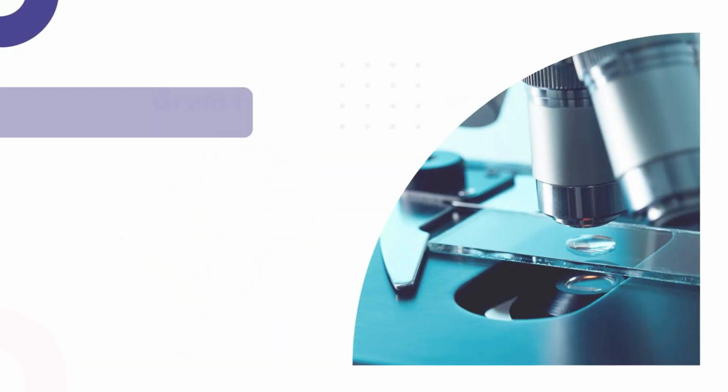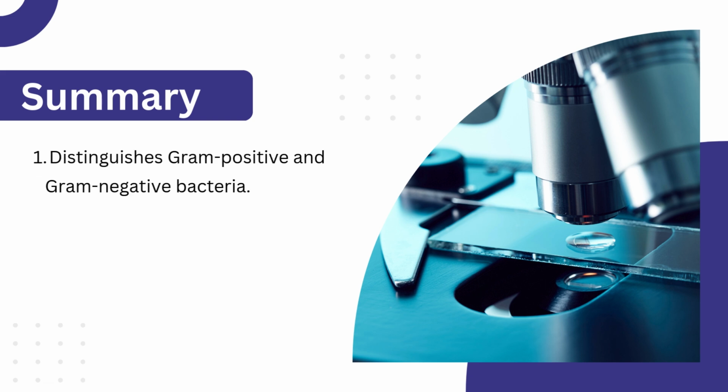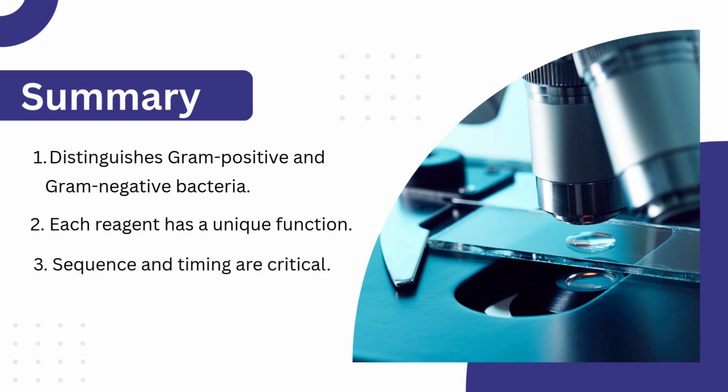As we wrap up, let's review the most important takeaways from the gram staining procedure. First, remember that gram staining is a fundamental method used to differentiate between gram-positive and gram-negative bacteria. This helps guide diagnosis and treatment decisions. Second, each reagent in the process plays a unique role. Without all of them, the results wouldn't be accurate or meaningful. And finally, getting the sequence and timing right is absolutely critical. Even small mistakes can change the outcome, so be careful to pay attention to detail at every step.